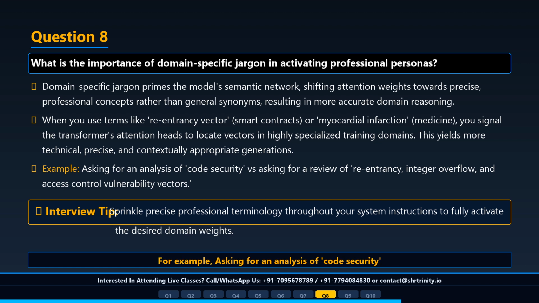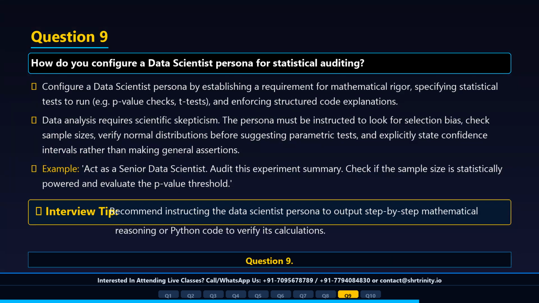For example, asking for an analysis of code security versus asking for a review of reentrancy, integer overflow, and access control vulnerability vectors. A common mistake is using overly simple vocabulary in system prompts when you require highly technical, professional-grade analysis. As an interview tip, sprinkle precise professional terminology throughout your system instructions to fully activate the desired domain weights. Question 9. How do you configure a data scientist persona for statistical auditing?